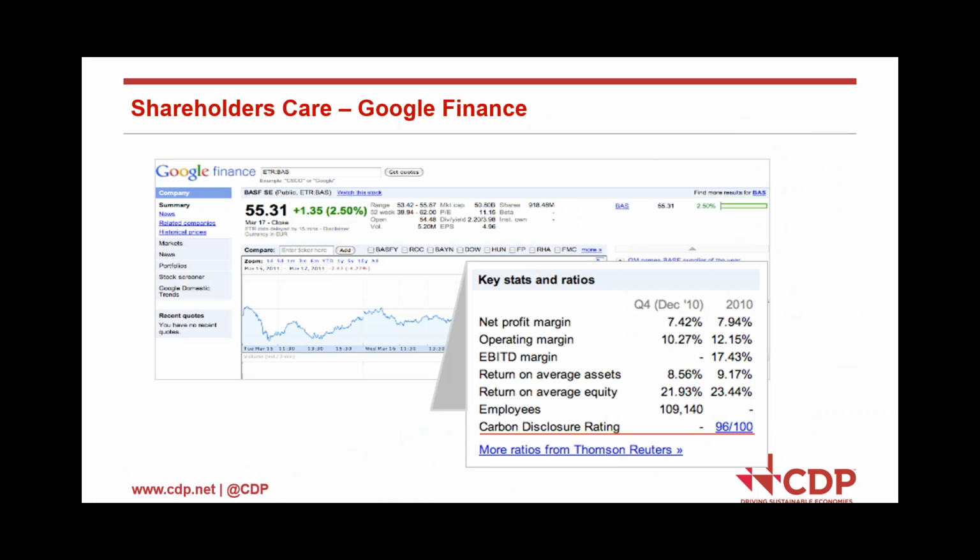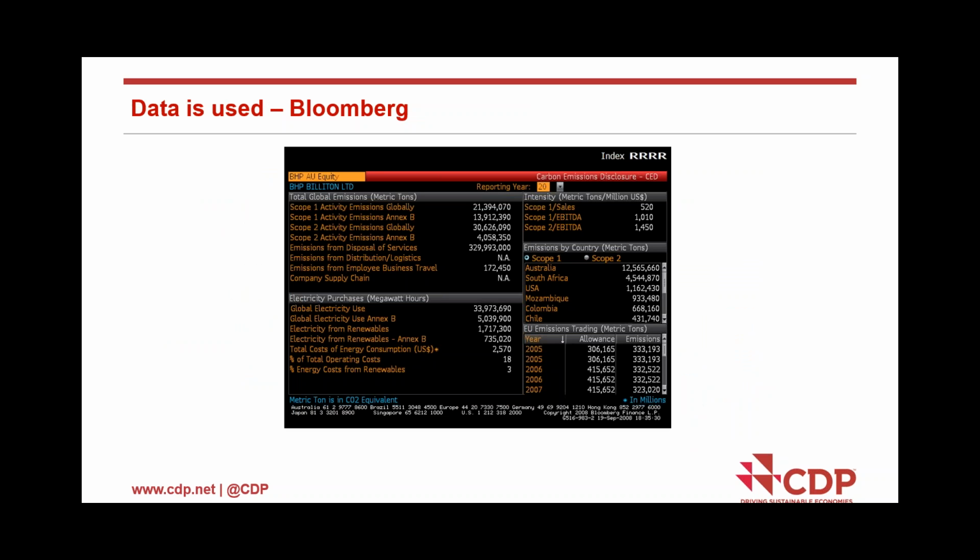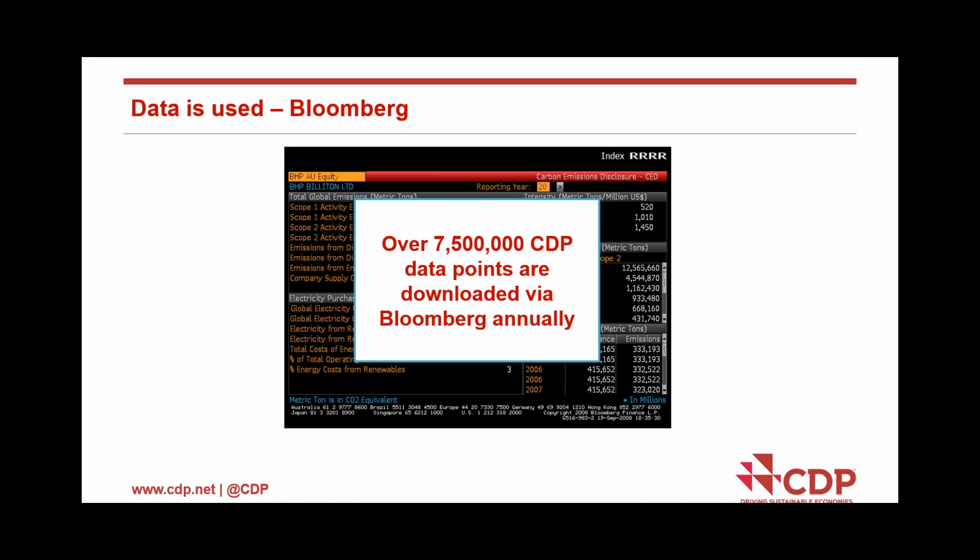Even on Google and Yahoo Finance, when you search for publicly traded companies, you will also see their CDP scores. And on the next slide, you will also find CDP data for those public responders on Bloomberg terminals. Now, this data is downloaded quite often. The most recent numbers that I've heard is that CDP data points are downloaded 1 million times every 3 months. So it's gone up on Bloomberg terminals. What this means is when companies report climate information, the investment community cares, they use it.